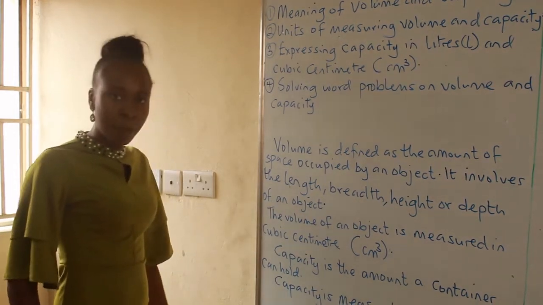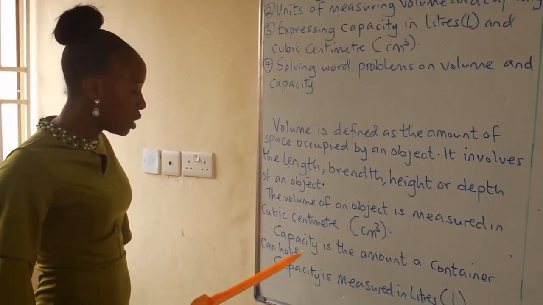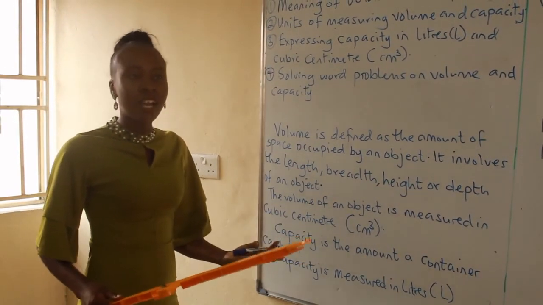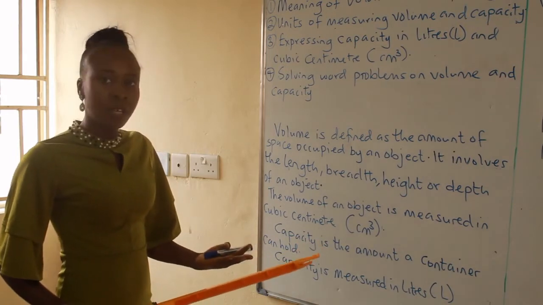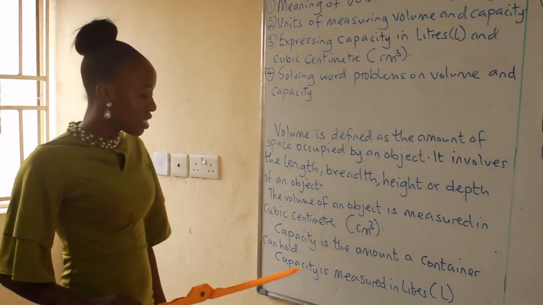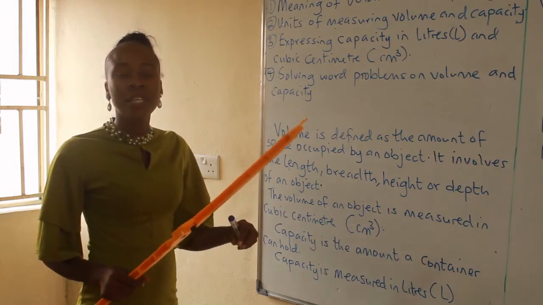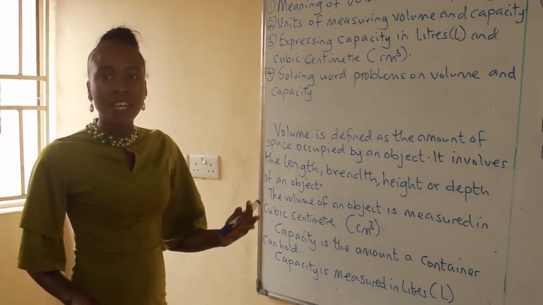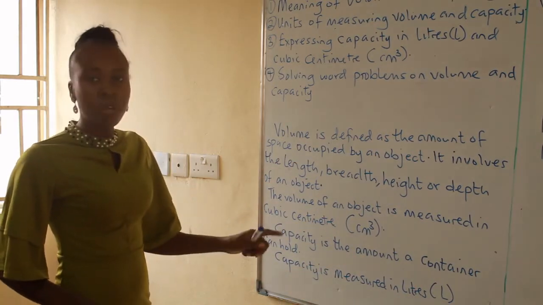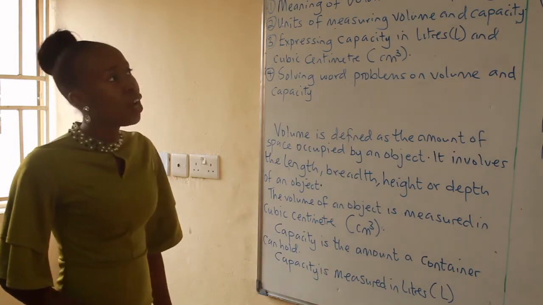Next, we'll be looking at capacity. Capacity is the amount of liquid a container can hold. That is what capacity means. Capacity is measured in liters, even though we have smaller units of measuring capacity. We have centiliters, deciliters, and milliliters, but the common unit for measuring capacity is liters.